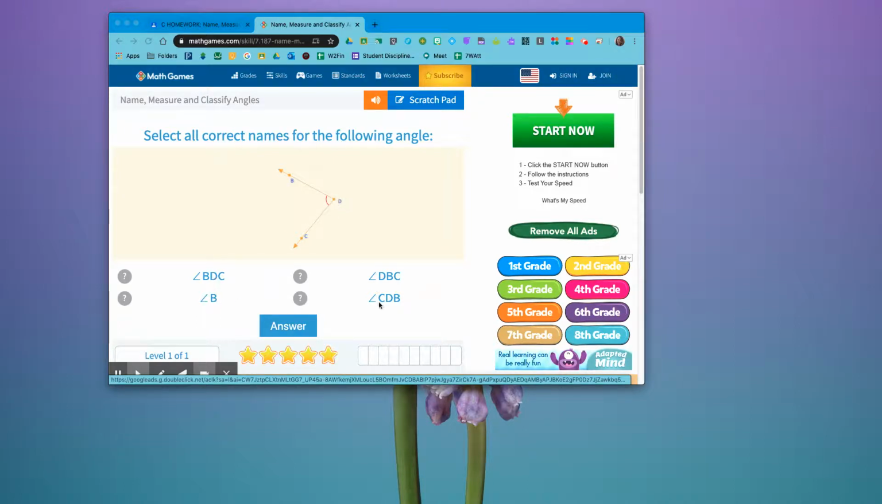I don't see D all by itself, and there are two other angle names here that have D in the middle. But let's make sure that they would actually make sense. If I read BDC and I trace BDC in that order, I actually traced the angle. So that one works. Then I had this other one down here that I wanted to question because it also had D in the middle. C, D, B also made me trace that angle. So I'm pretty sure this one works.